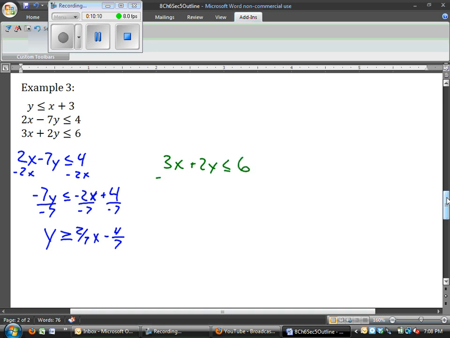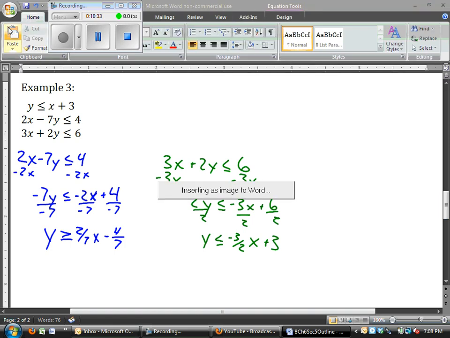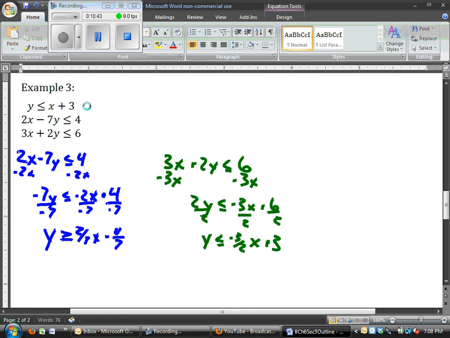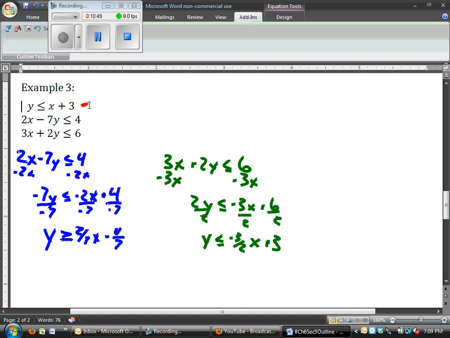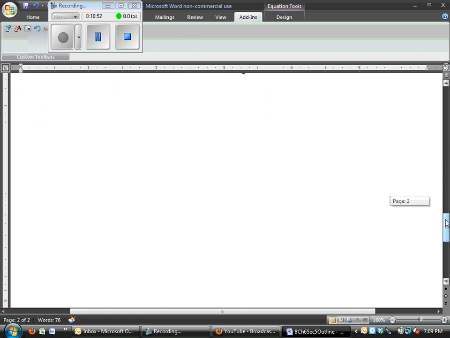Solve for y again. So minus 3x. 2y is less than or equal to negative 3x plus 6. Divide by 2. Y is less than or equal to negative 3 halves x plus 3. Okay, I color coordinated these again. And we'll go ahead and put this top equation in red. Then I'll go ahead and draw the axes down here in black so we can look at all these.